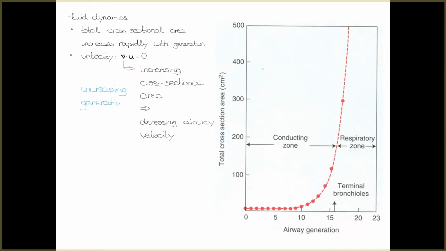Okay, so that means at increasing generations, we get slower and slower velocities, but at the same time, we also get smaller diameters, and the product of velocity and diameter divided by the kinematic viscosity, that's the Reynolds number. So the Reynolds number goes down for 2 reasons. For one reason, the velocity goes down, and the diameter goes down. So it's really going down rapidly.